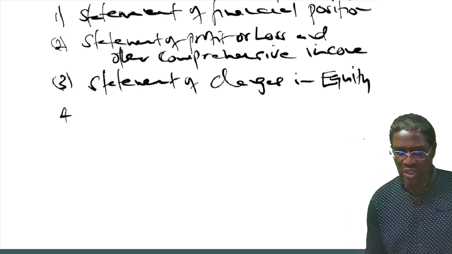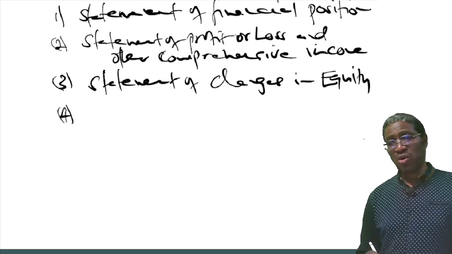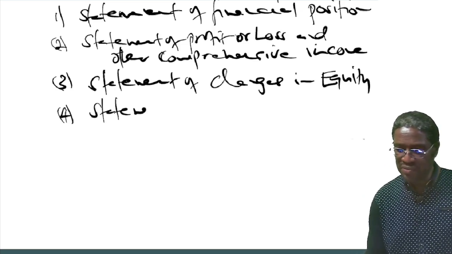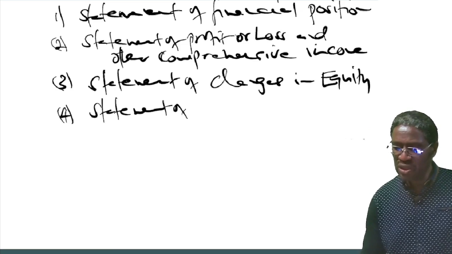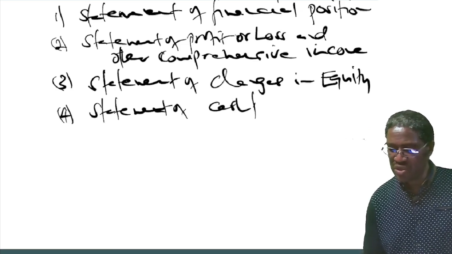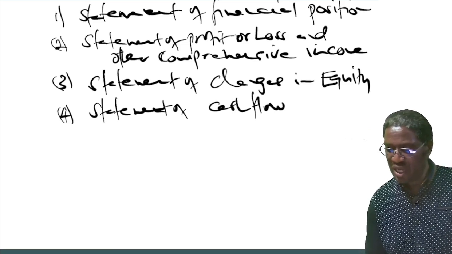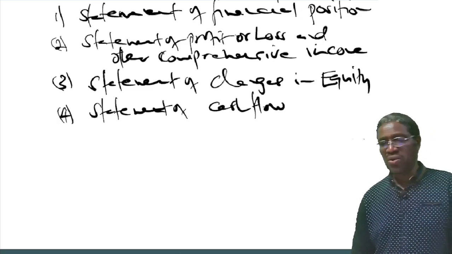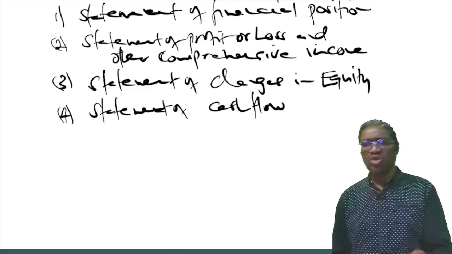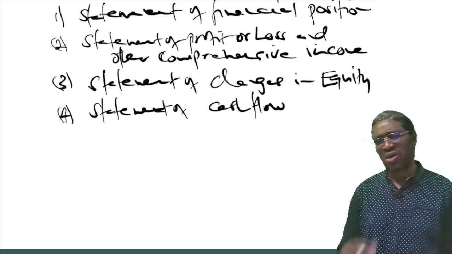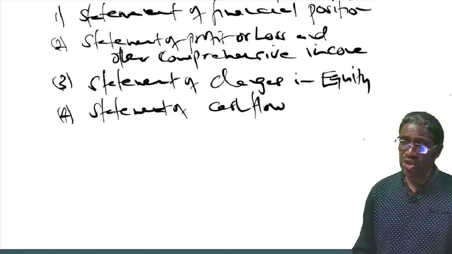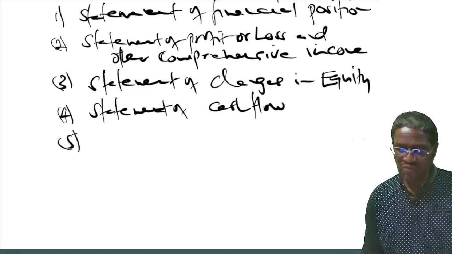Number 4 component that you should include in your complete set of financial statements is what we call statement of cash flow. Statement of cash flow. That is also what you should include, statement of cash flows. Okay, so that's a normal, what you could also call cash flow statement or statement of cash flow, the same. That is another component you should include in your complete set of financial statements.